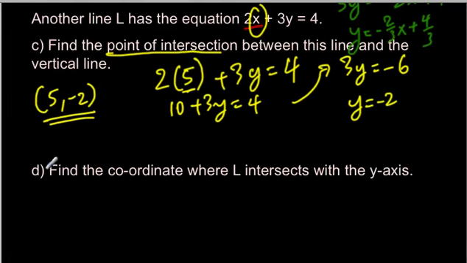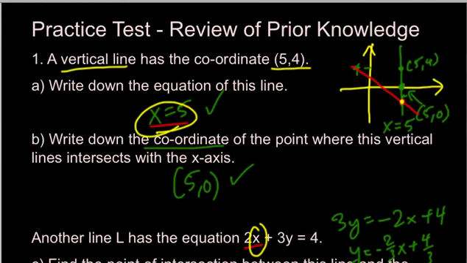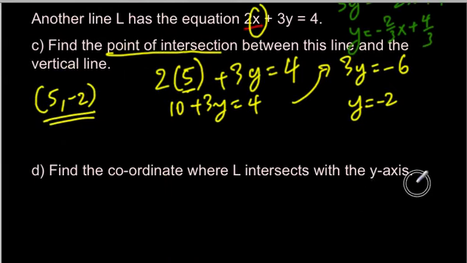So let's do the last question. Find the coordinate where L intersects with the y-axis. So let's go back up here. Remember, as we said, vertical lines are expressed by x equals 5. But what about horizontal lines? Horizontal lines are expressed by y equals something. Oh wait, sorry, that's not the question. The question said y-axis, sorry.